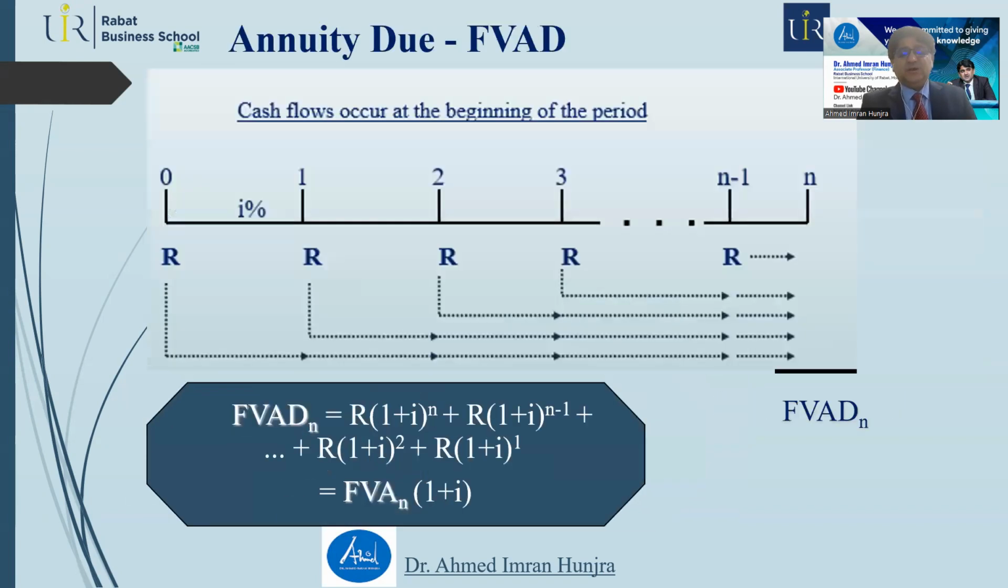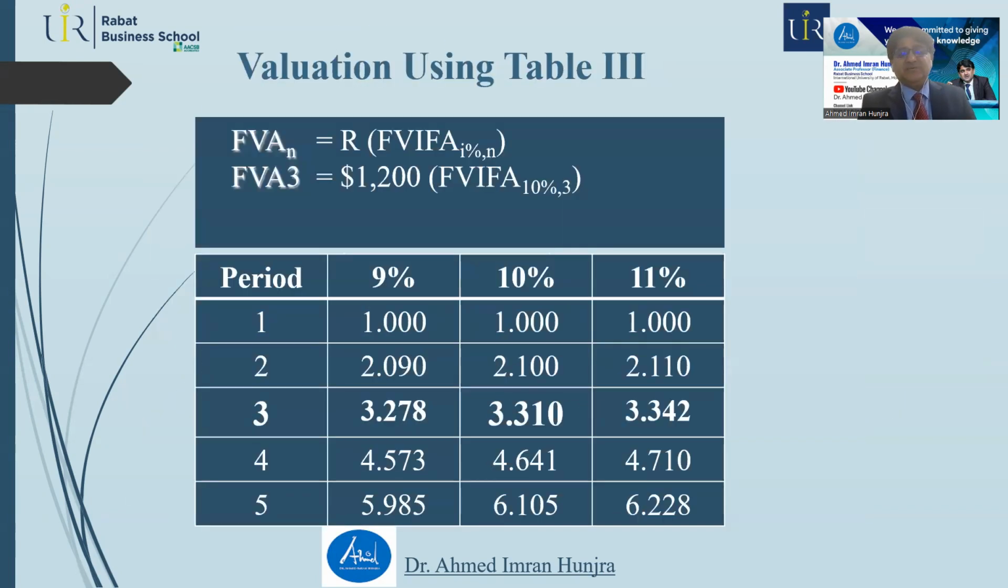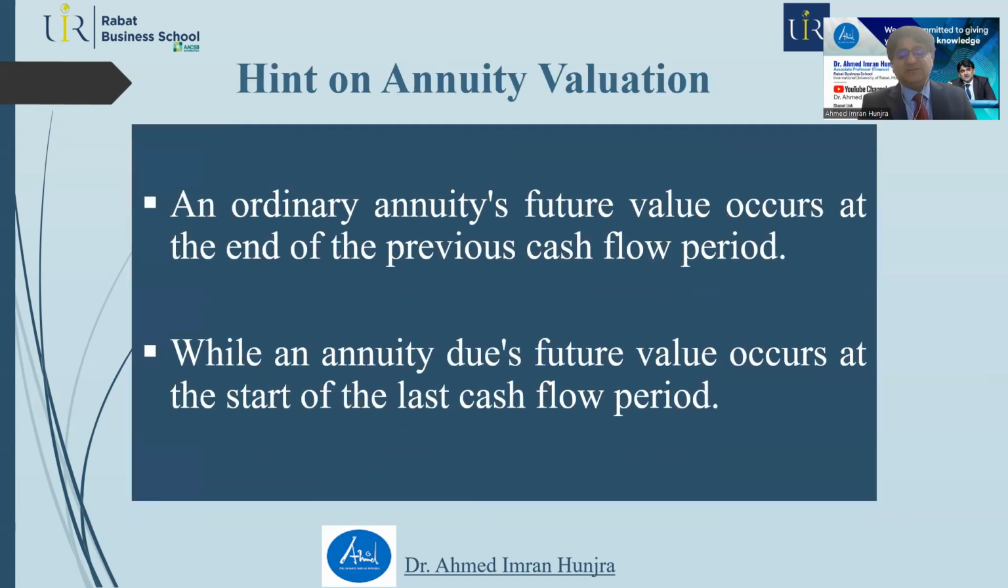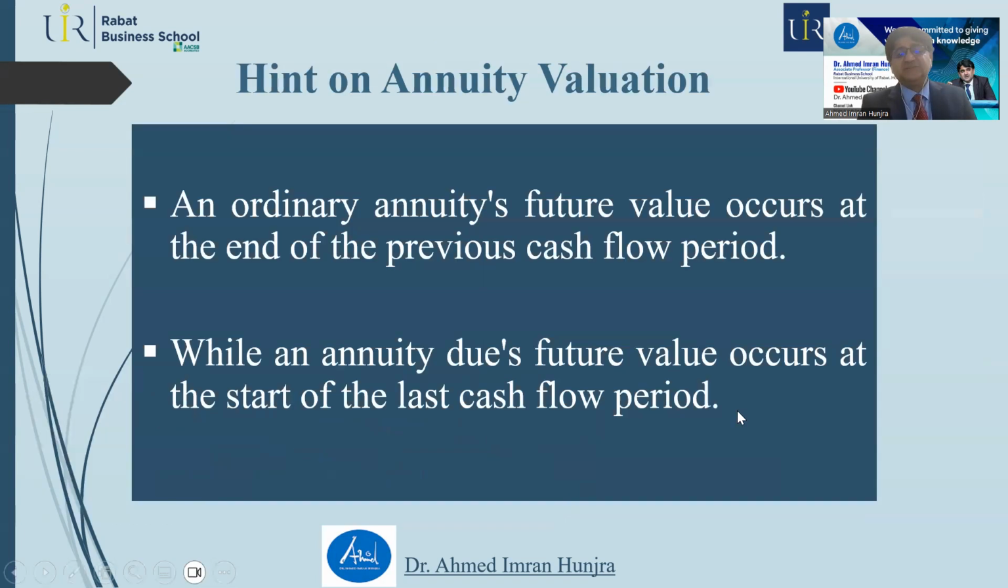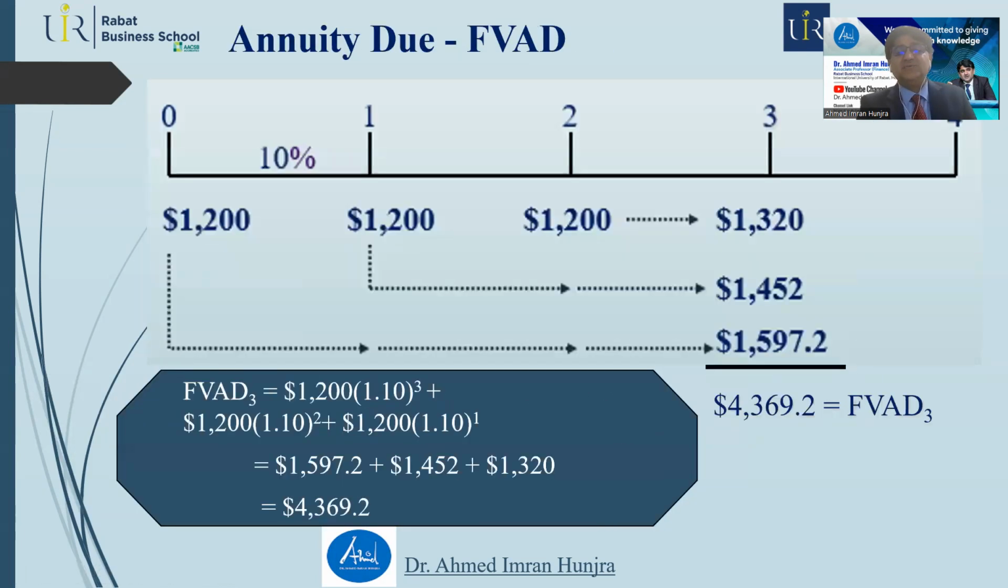So this is the annuity due. For example, if it's the ordinary annuity, what answer we find here is 3972, multiplied by 1.10, the interest rate, which gives us an answer of 4300 something. It means it becomes the annuity due.